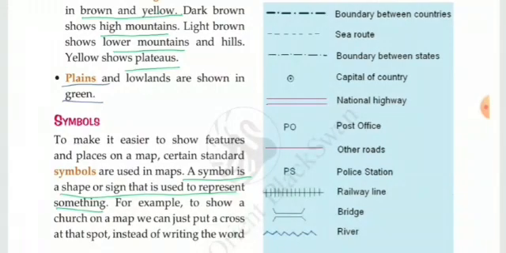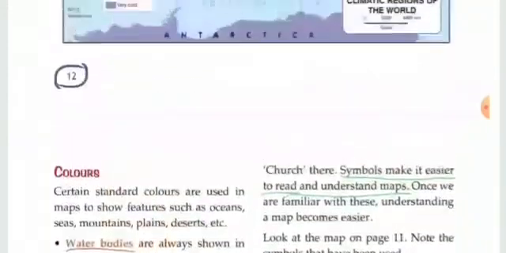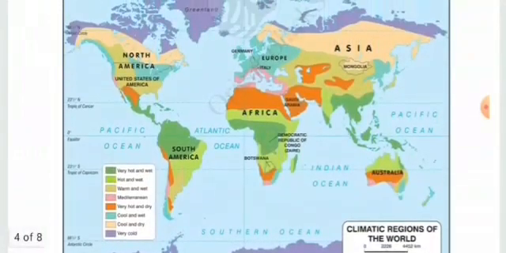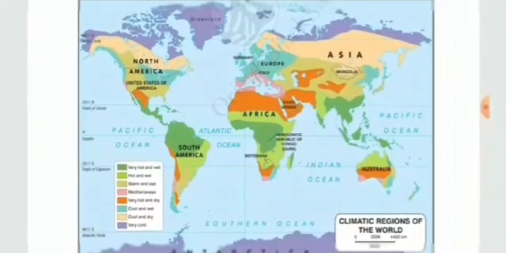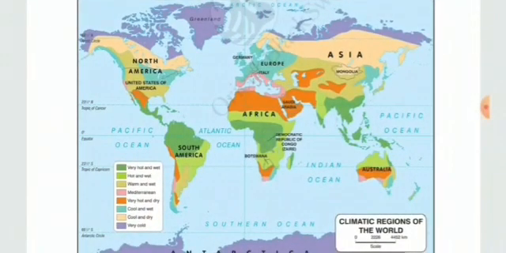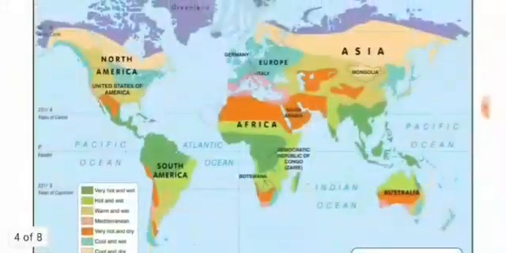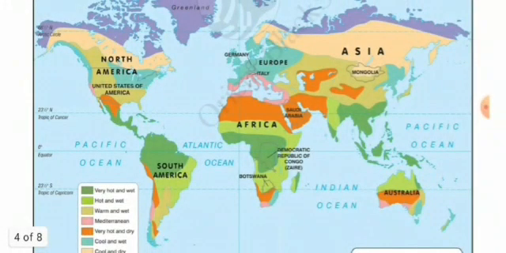Look at the map on page 12. Note the symbols that have been used. Here in page number 12, directions are used. Page number 13, colors are used. Green color, brown color, blue color, yellow color are used.